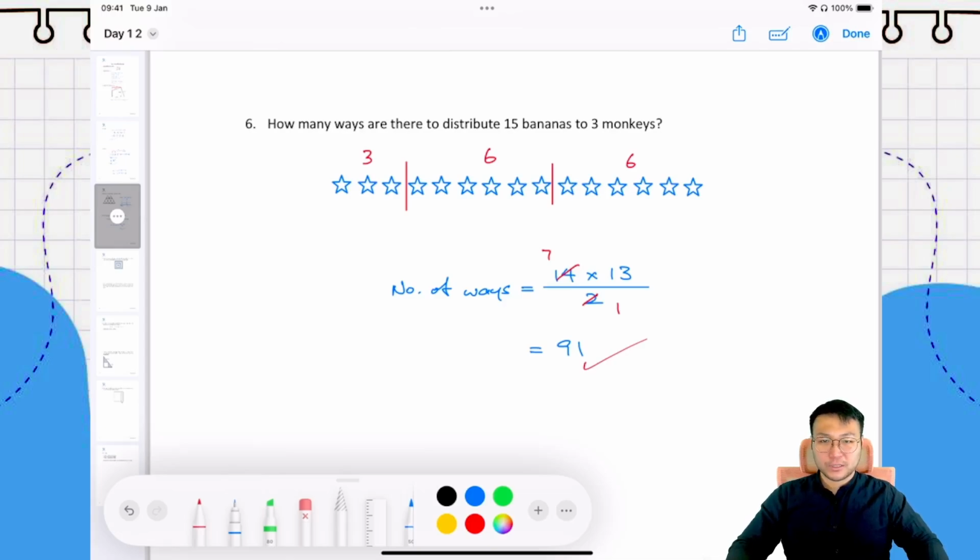So it's all about drawing the bars. You ask yourself, where should you draw the bar? There are 14 places for you to draw. And once you draw your first bar, you're only left with 13 places to draw your second bar, right? Then you divide by 2 to get rid of the permutation.